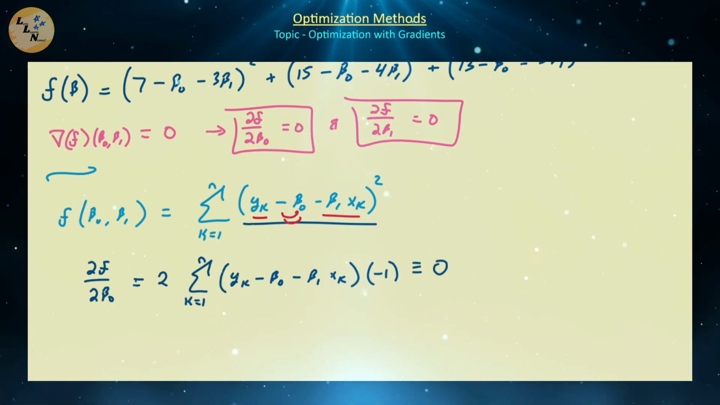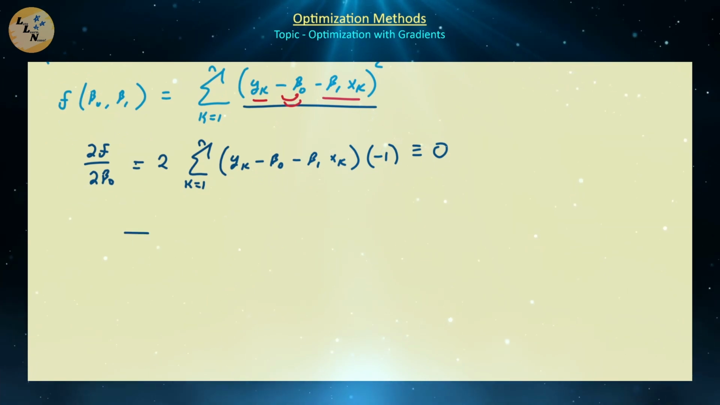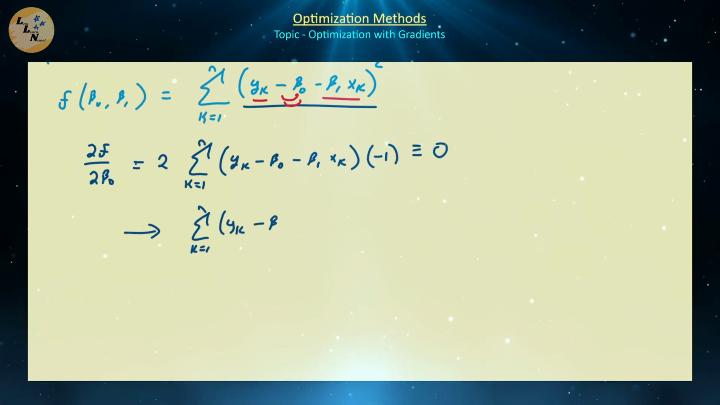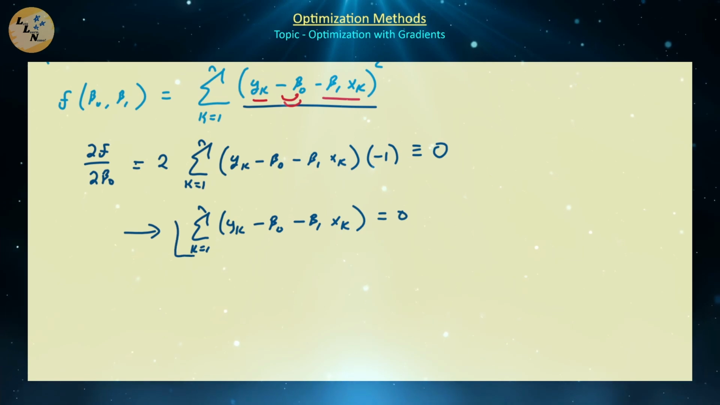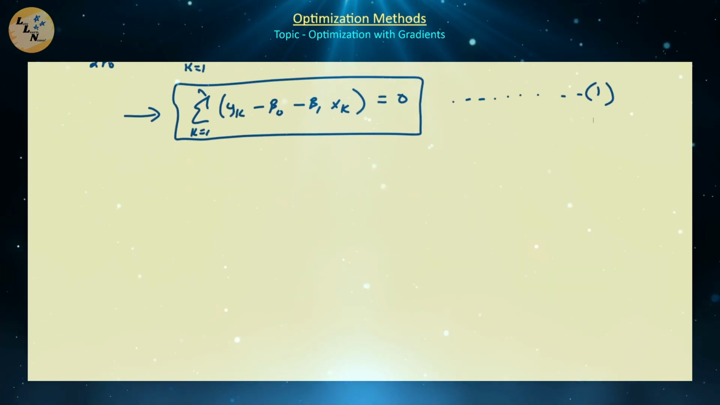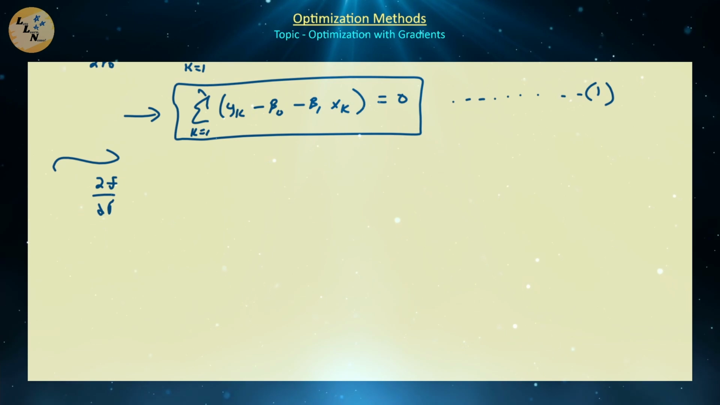We're going to be setting this equal to 0. So our first equation is going to be the sum from k equals 1 to n of yk minus beta 0 minus beta 1 xk is equal to 0. So that's the first equation for our system that we need to solve. Now I'm going to take the derivative with respect to beta 1. So the partial derivative with respect to beta 1 is going to be equal to what?